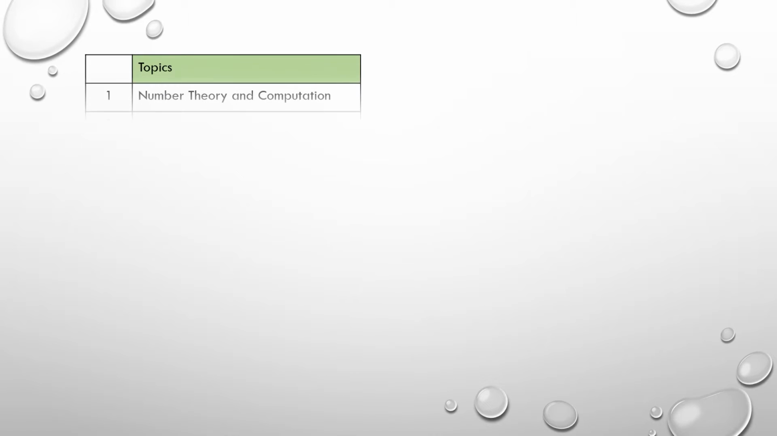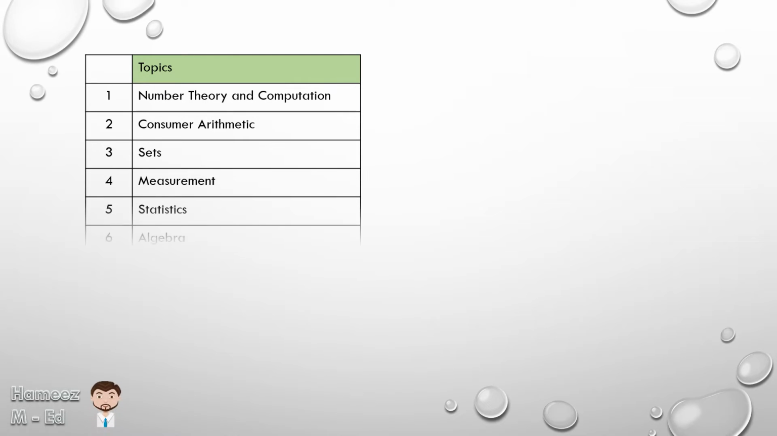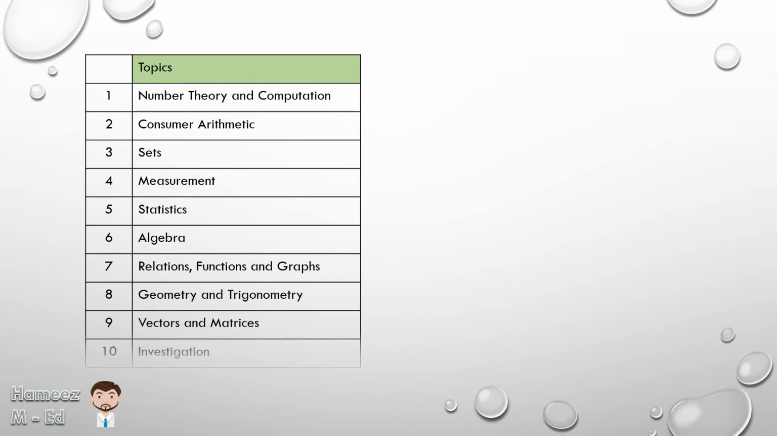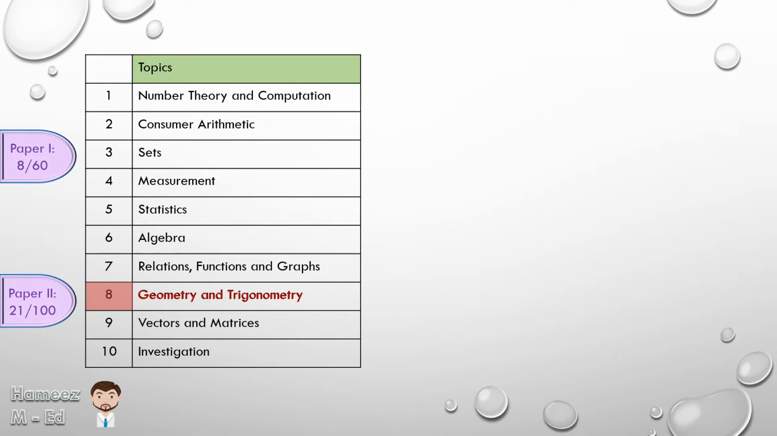Let's recall the 10 major topics in CSEC Math, and we'll be focusing in this video on the 8th topic, Geometry and Trigonometry. This topic number 8 accounts for 8 questions in the multiple choice, which is 8 out of 60 in paper 1, and 21 marks out of 100 in paper 2.